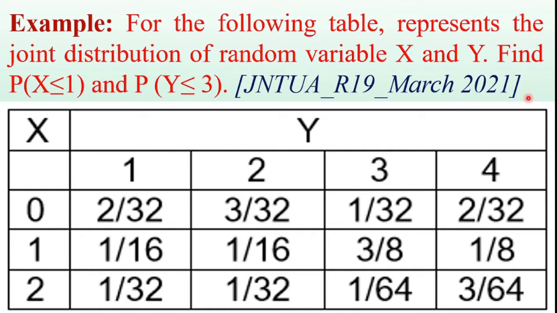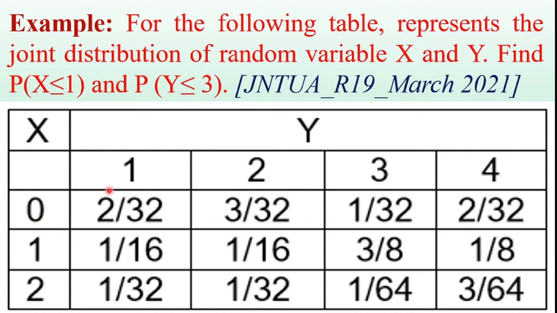In this video, I am going to discuss an example of probability. This is a previous examination question. The given example is for the following table. The table shown here represents the joint distribution of random variables x and y. Find probability of x less than or equal to 1 and probability of y less than or equal to 3. Now coming to the solution, from the given distribution table, the value of x is 0 to 2 and the value of y is 1 to 4.